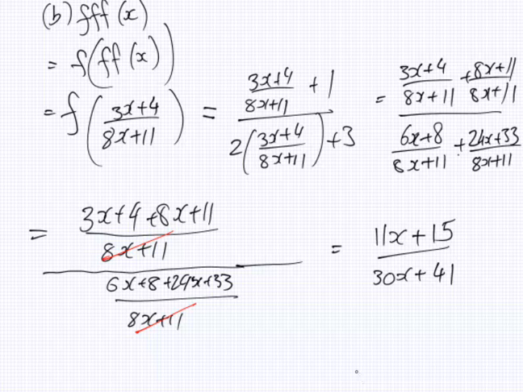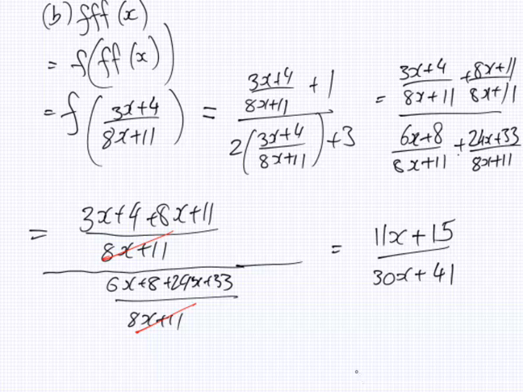No, I'm saying we're using that because I didn't get clear why we multiply here to here. Yeah. Is that your question? Yes. So 3 equals 3 over 1, which equals 3 times 8x plus 11 over 8x plus 11, which equals 24x plus 33 over 8x plus 11.